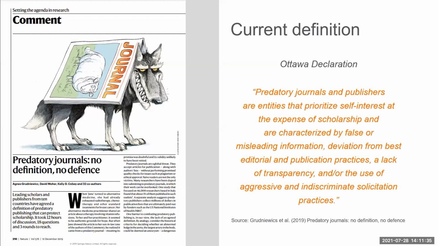So when we talk about prioritizing self-interest, we're talking about a focus on making money. At the expense of scholarship indicates that activities to verify and follow the scientific method are not performed. To attract submissions, they send out spam emails and they provide misleading information on their website. So they pretend to be legitimate journals, but they don't perform the activities that a legitimate journal would perform.